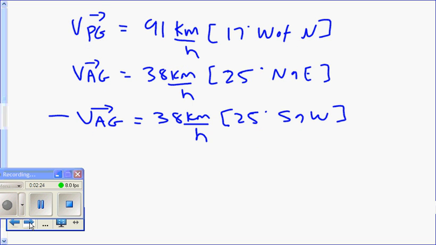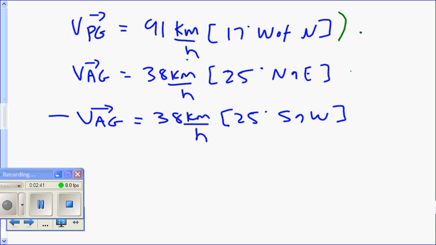Hopefully by now you remember that, well, I guess these are the givens. We'll get to the negative in a minute. So we figured this out in the last example. This is based on having to travel 182 kilometers in 2 hours, works out to 91 kilometers per hour, and the angle stays the same.